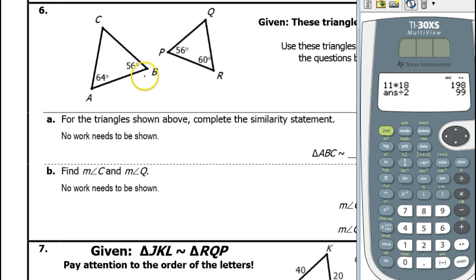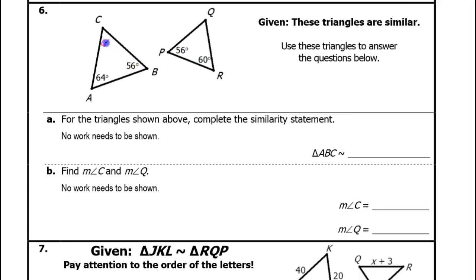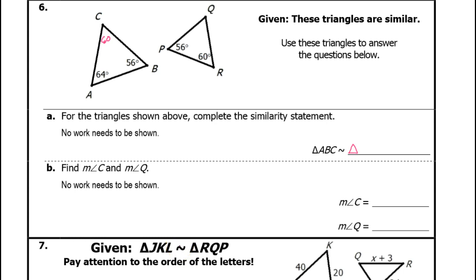Alright, for number 6, we are told that these triangles are similar. It would be useful to know the measure of angle C. We know that angles have to add up to 180 inside of a triangle. So if I start with 180 and subtract 64 and 56, that tells me that angle C is 60. Now looking at the other triangle, I see a 56 and a 60, so the other angle has to be 64.